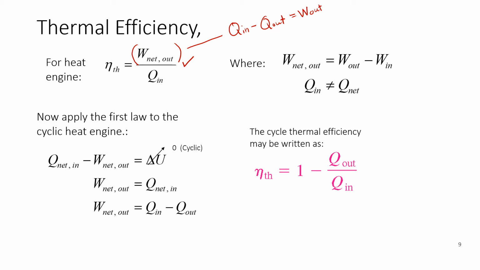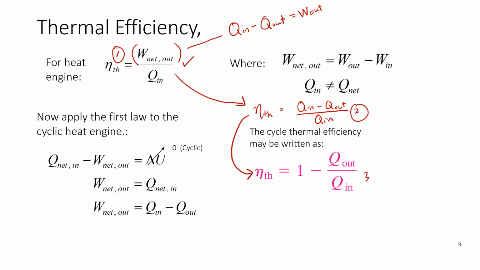So we can replace this. So what happens when you replace it? Thermal efficiency becomes Q in minus Q out over Q in. And this can be written as 1 minus Q out over Q in. Okay, so same equation. One version, you can use it this way, or you can use it this way. So in some cases, let's say you have to calculate and you don't have the work output. You have Q in and Q out, so you can use this version.